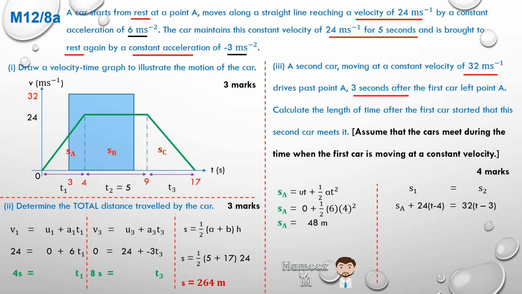So if we look at this whole line, we have one unknown, which is t, so we can solve for that. Expand the bracket, so it will be 24t minus 24 by 4 is 96, is equal to 32 times t is 32t minus 32 times 3, which is 96. So let's bring all the numbers on one side and all the t on the other side. So 48 plus 96 minus 96 is equal to 32t minus 24t. So that will give us 48 is equal to 8t. So t is equal to 6 seconds. So the time at which the two cars meet will be 6 seconds after the first car left.